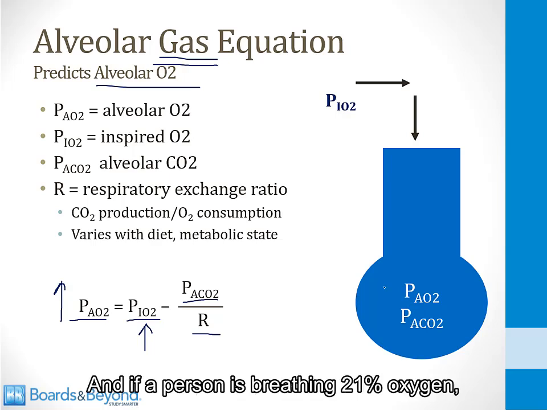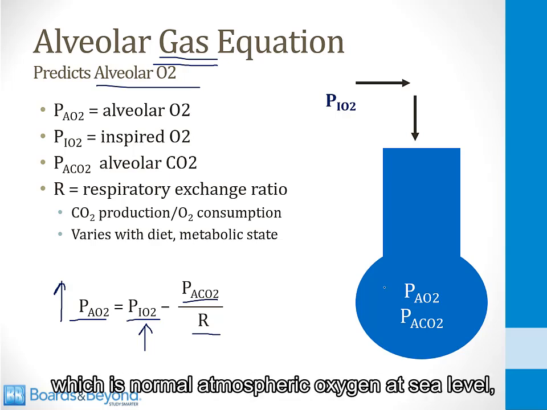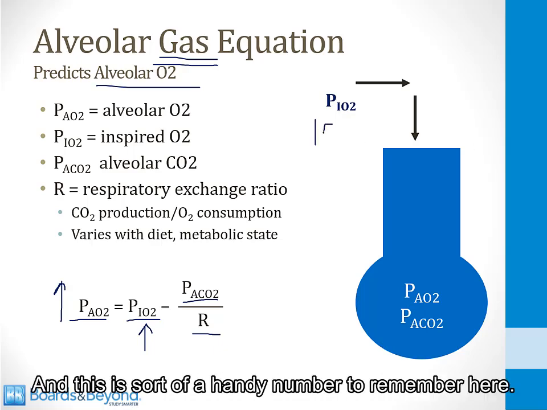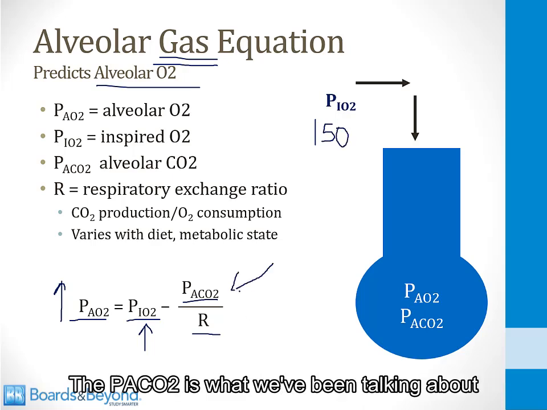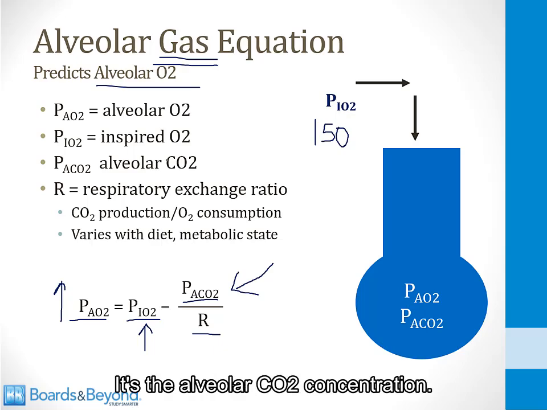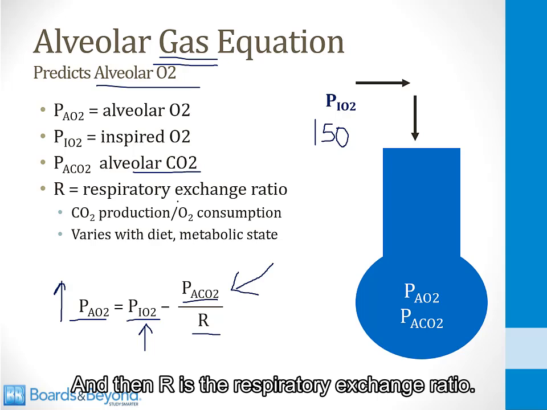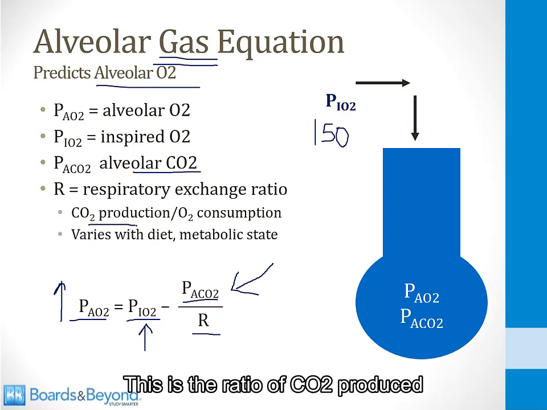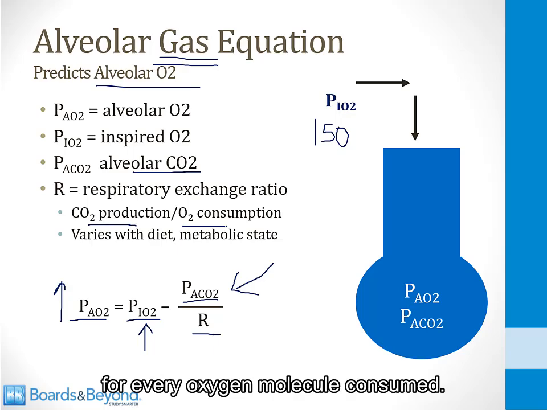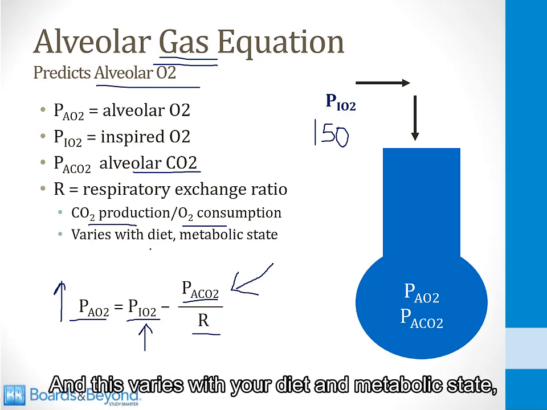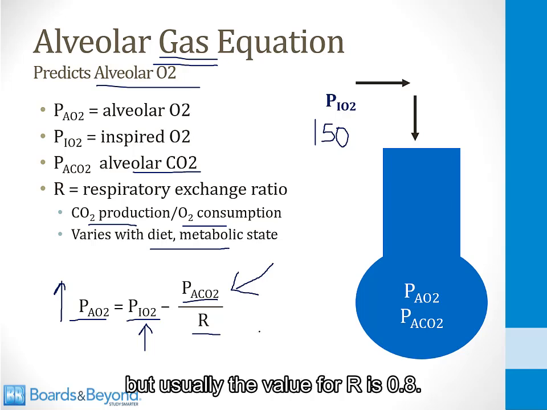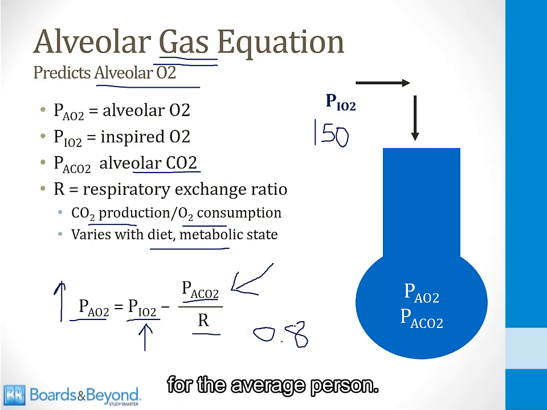And if a person is breathing 21% oxygen, which is normal atmospheric oxygen at sea level, the PiO2 is going to be 150. And this is sort of a handy number to remember here. The PaCO2 is what we've been talking about in the last few slides. It's the alveolar CO2 concentration. And then R is the respiratory exchange ratio. This is the ratio of CO2 produced for every oxygen molecule consumed. And this varies with your diet and metabolic state, but usually the value for R is 0.8. That's what it's usually assumed to be for the average person.